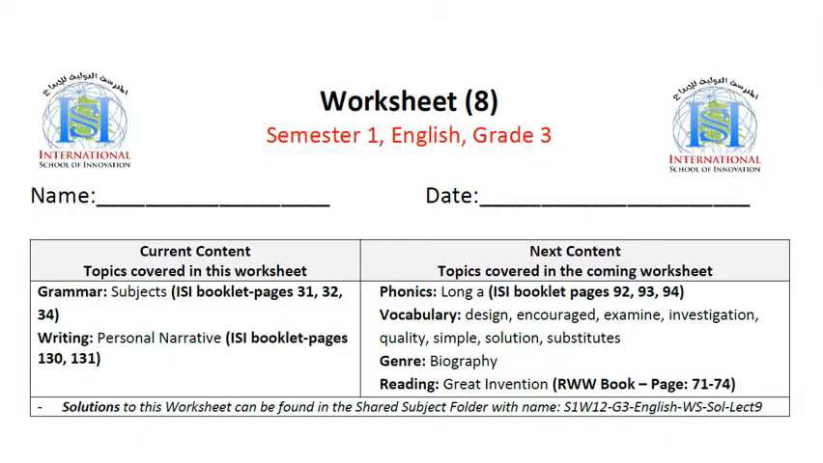This is the solution of worksheet 8, semester 1. In this worksheet, we have covered the lesson about subjects in grammar, and I assigned for you homework these pages 31, 32, 34. In writing, we learned how to write a personal narrative, and I assigned for you as homework pages 131, 130 in the ISI booklet.